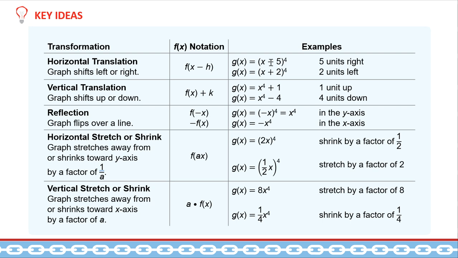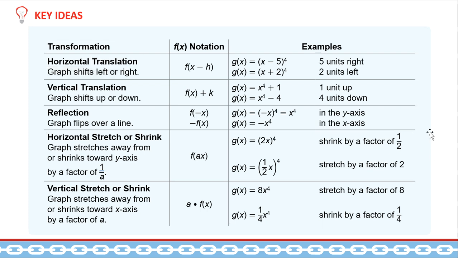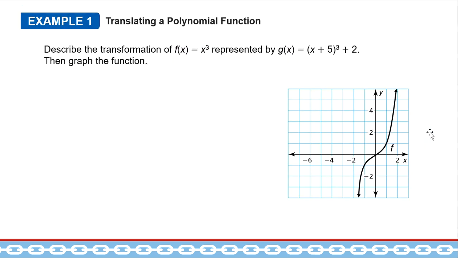We see things inside the parentheses doing our horizontal shifts, except it's opposite, right? Vertical shifts happen after the exponent stuff is done. Reflections give negatives on the f of x or on the x value itself, and then coefficients are going to give us stretches and shrinks. Best way to get through this is to just make the graph, right?